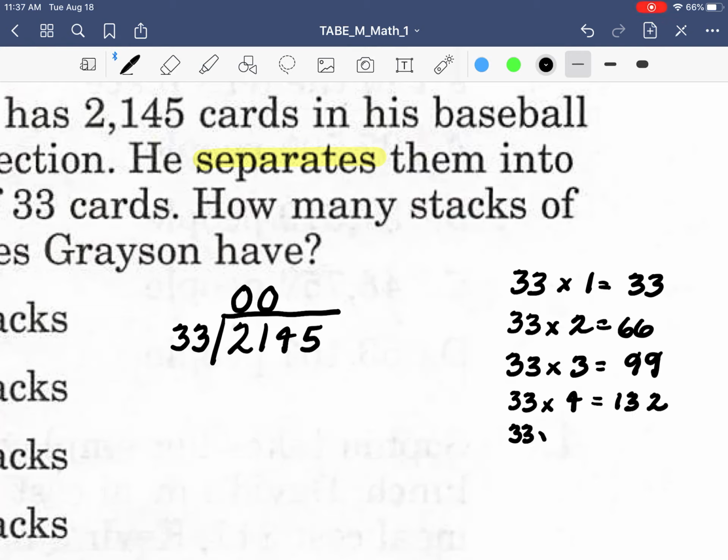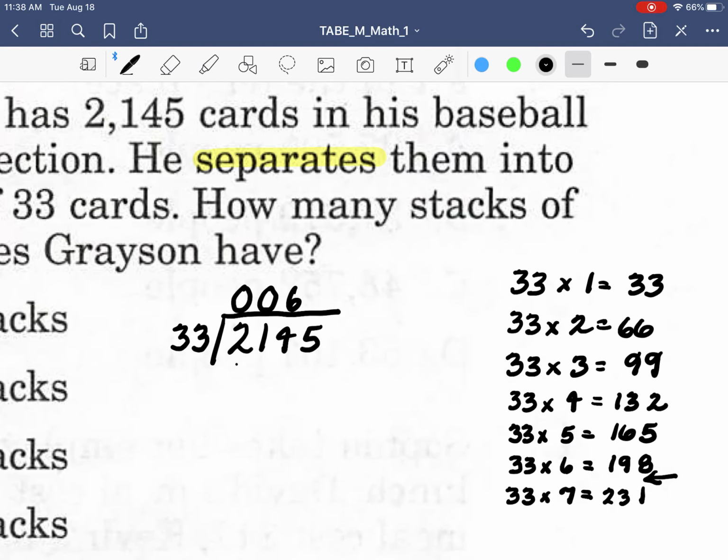There's 132. I'm going to have to go way further than that. 33 times 6. Maybe this one will help me. That's getting us closer. But let me take it one more time to see if it's close enough. This may put us over the line. Let's see, 21 carry 2, 21, 2, 3. Sorry, I had to think that one through. So it is going to be 6 for 198.